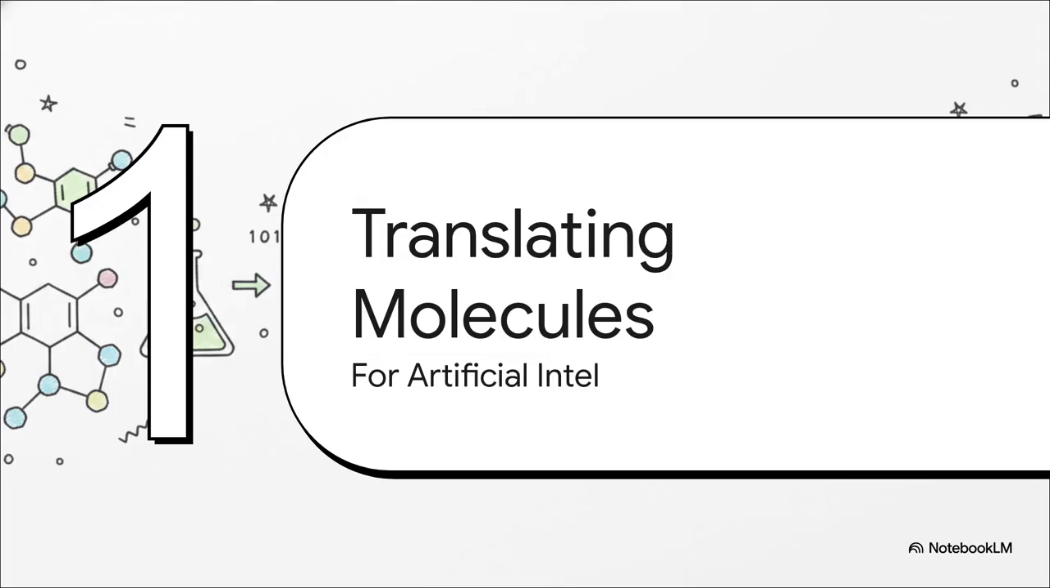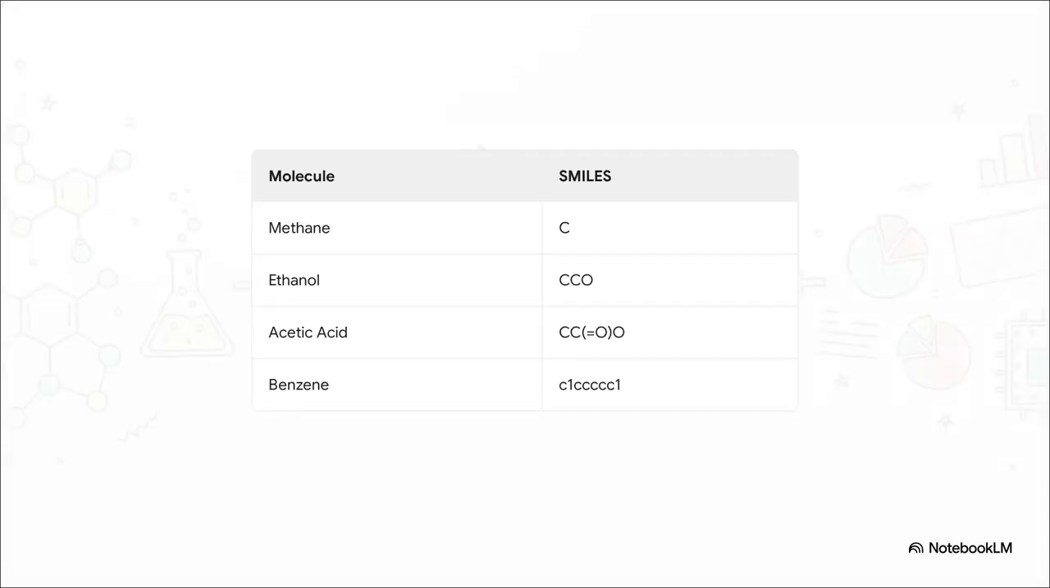That brings us to section 2, translating molecules for AI. Let's look at the actual tools we use to turn physical chemistry into machine code. So how do we actually do this? Well, we give the computer an alphabet it can read. Take common molecules like methane, ethanol, acetic acid, benzene. Methane simply translates to a capital C, ethanol becomes CCO, benzene becomes this string of lowercase c's and numbers.